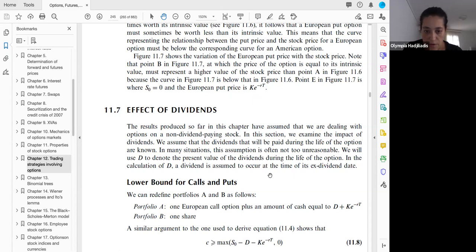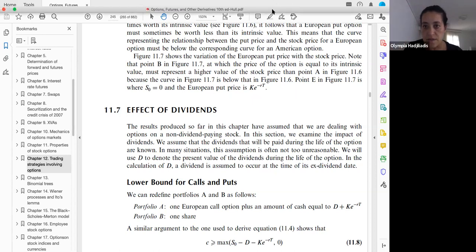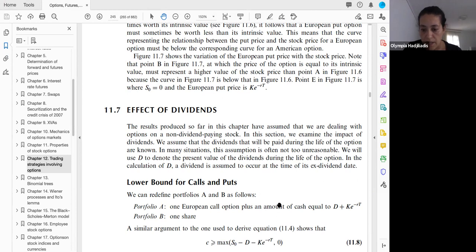We will use D to denote the present value of the dividends during the life of the option. In the calculation of D, a dividend is assumed to occur at the time of its ex-dividend date. For lower bounds for calls and puts, we can redefine portfolios A and B: portfolio A is one European call plus an amount of cash equal to D plus K e to the minus RT, and portfolio B is one share. We can use the same argument as the one used to derive the lower bound we had before, and it shows that the price of a European call is greater than or equal to the max of S0 minus D minus K e to the minus RT and 0.